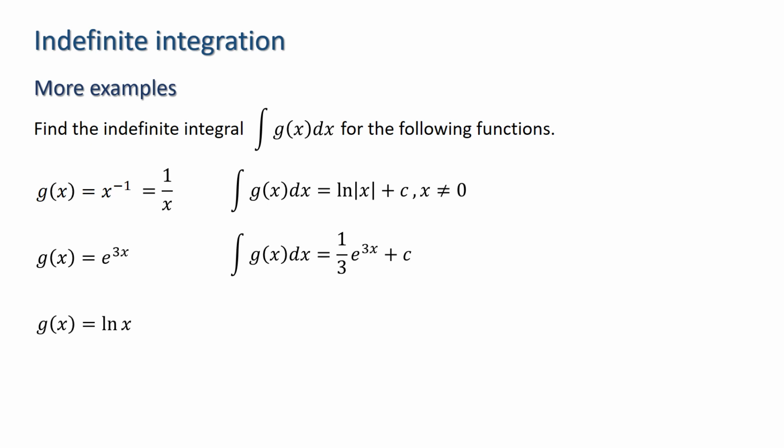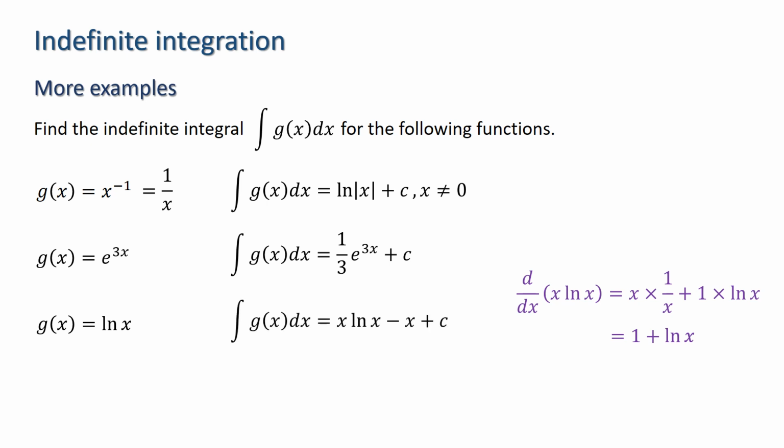This next one again requires some more thought. However, it unravels fairly easily if we differentiate the function x times ln x. Applying the product rule, we have x times 1 over x plus 1 times ln x, which reduces to 1 plus ln x. The integral of ln x is thus x ln x minus x plus c.